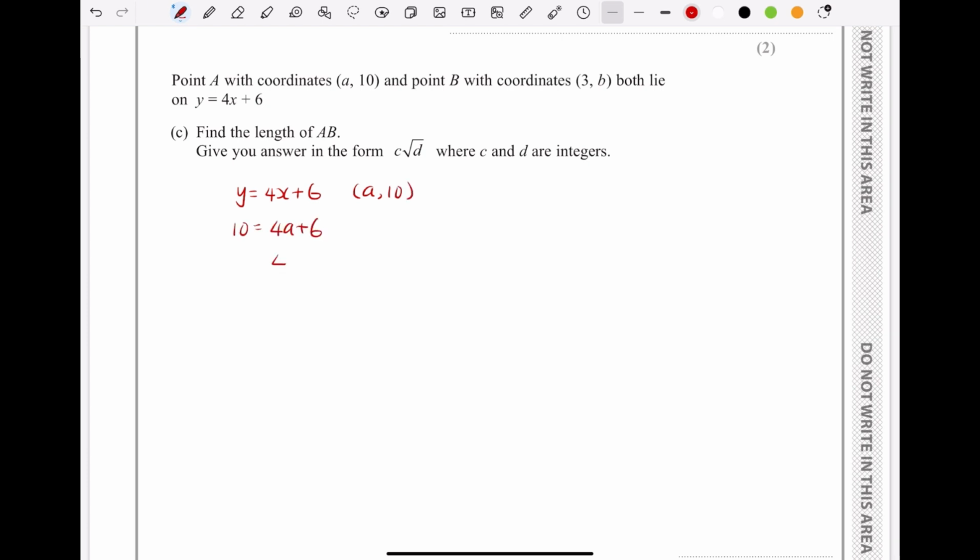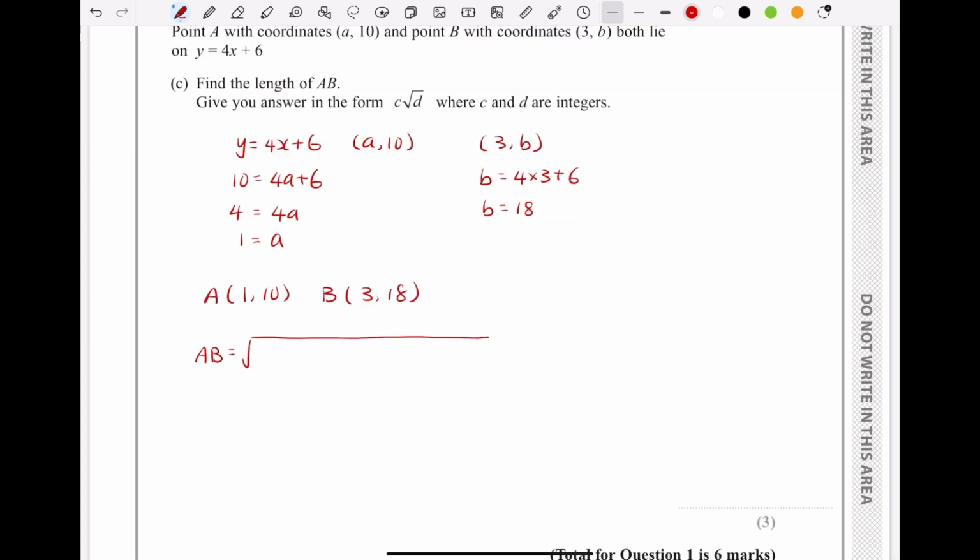We can solve for a, which is 1, and we do the same for point B. We can find out that b is 18. So A is (1, 10), B is (3, 18). To find the length of AB, what we need to do is to find the difference between the x coordinates and the difference between the y coordinates, using Pythagoras' theorem to find the length of AB. And we have root 68.